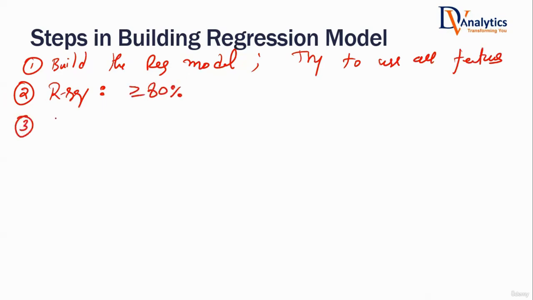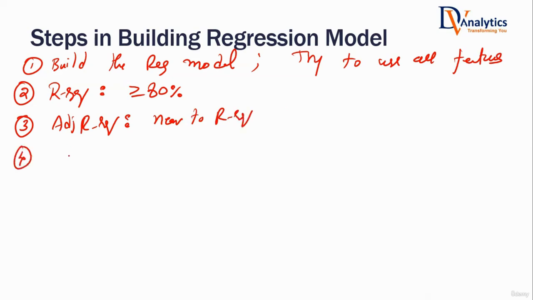What is the next thing that you're going to check? Adjusted R square. Because sometimes R square will cheat you, isn't it? That's why you check the adjusted R square. And what should be the value of adjusted R square for a good model? Near to R square. Almost the same. A 1 or 2% difference is fine.